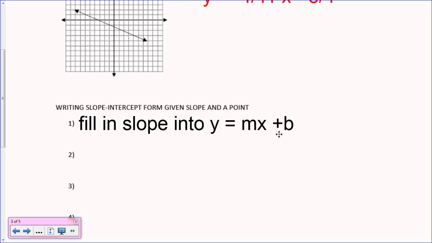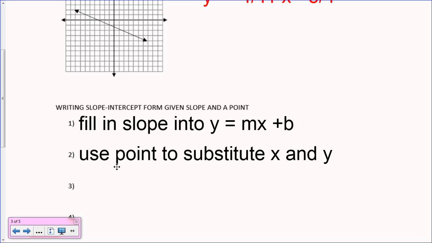We actually did this as an exit ticket, so this should not be super bad for you. When they give us a slope and a point, we know the slope, we can put it into the form for m here. Then we're going to use the actual point to substitute in numbers for x and y. The whole point of that is to get b by itself. So we're going to use the x and the y from the point, and we're going to put it into the equation. Then b is by itself, and we can solve for b.